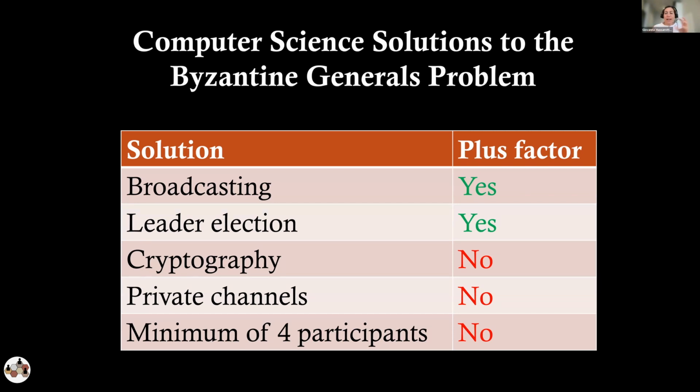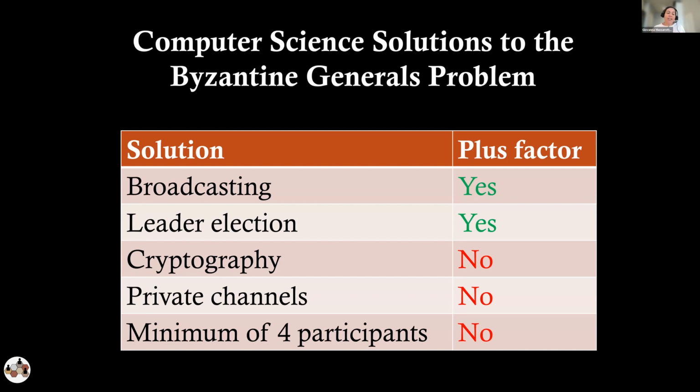It's not that, like in a cartel agreement, a single plus factor resolves this problem. It's not with only one mechanism listed here that you solve the Byzantine Generals Problem. You need to use them in combination, but the intuition is that these are the techniques usually used to enable computers to reach an agreement when you have an unreliable computer. The techniques include broadcasting, leader election, cryptography, private channels, and a minimum of 4 participants. I will briefly go through each of these.